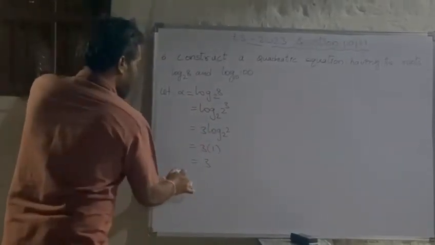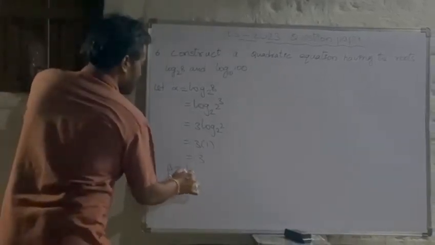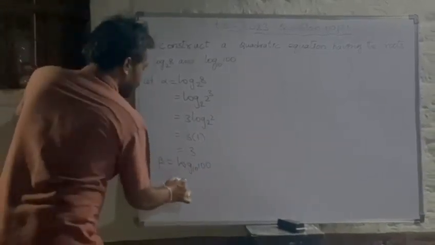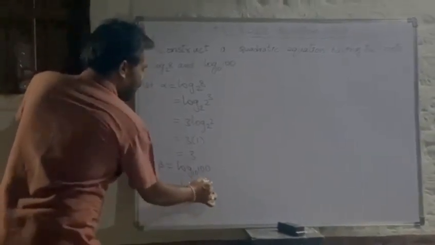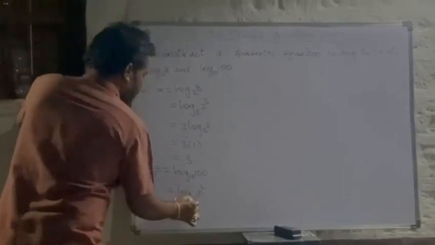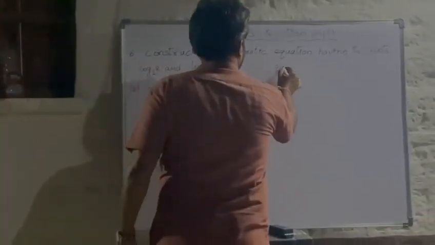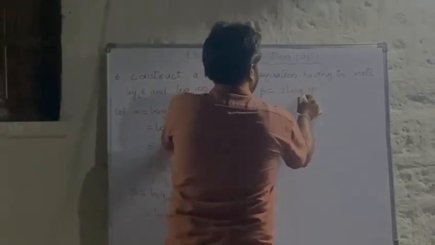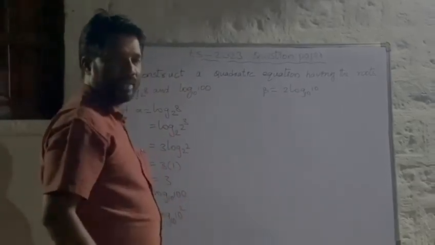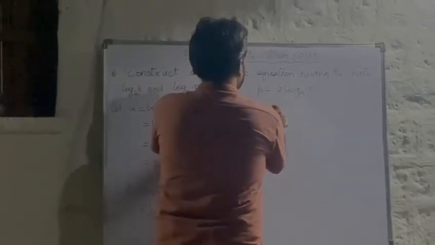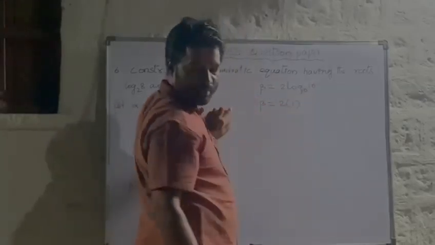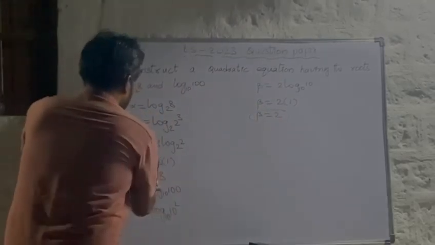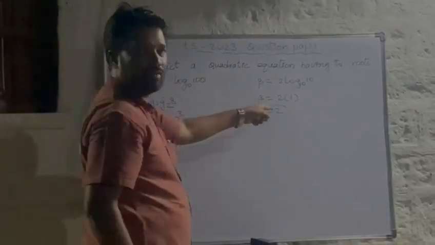Next, beta is equal to log 100 base 10. That is equal to log of 10 square base 10. So beta is equal to 2 log 10 base 10. Same, log a power m is equal to m log a. So beta is equal to 2 into log 10 base 10, value 1. So beta is equal to 2. Alpha is equal to 3. Beta is equal to 2.